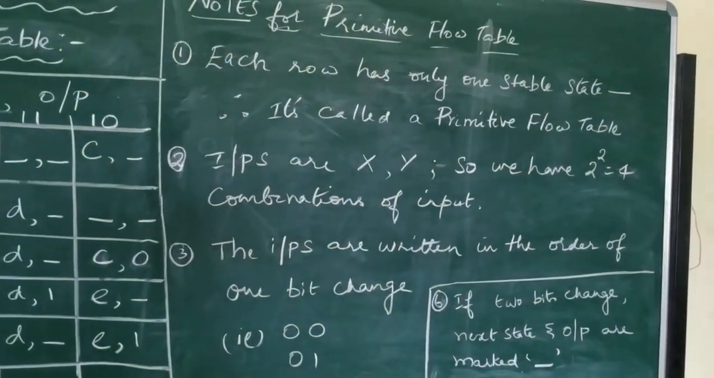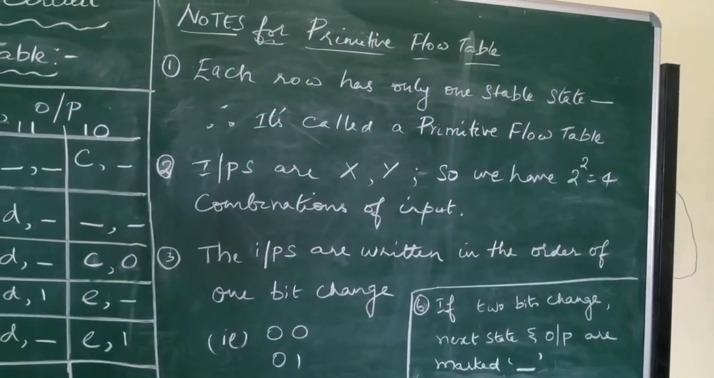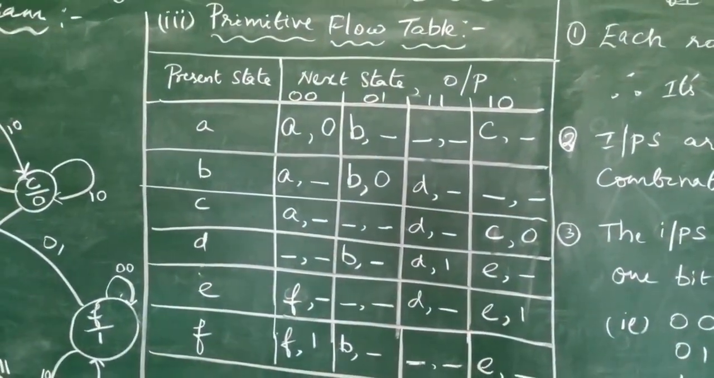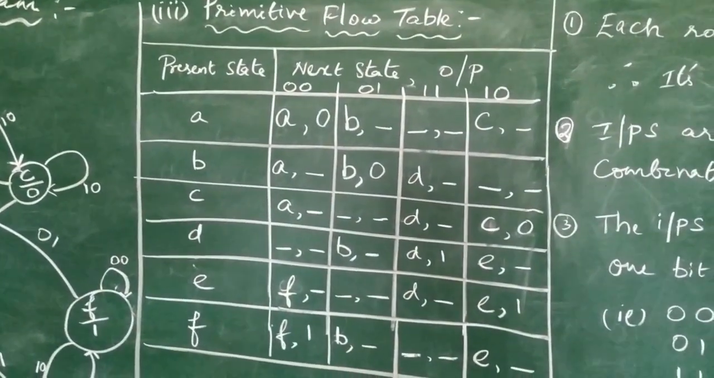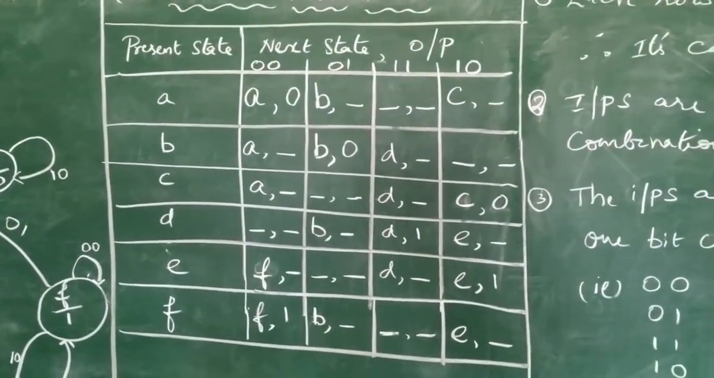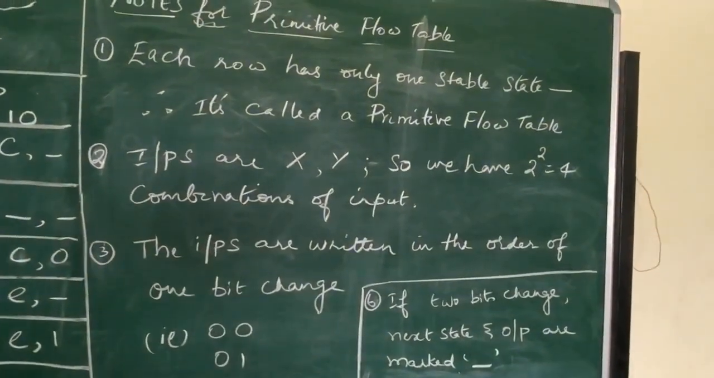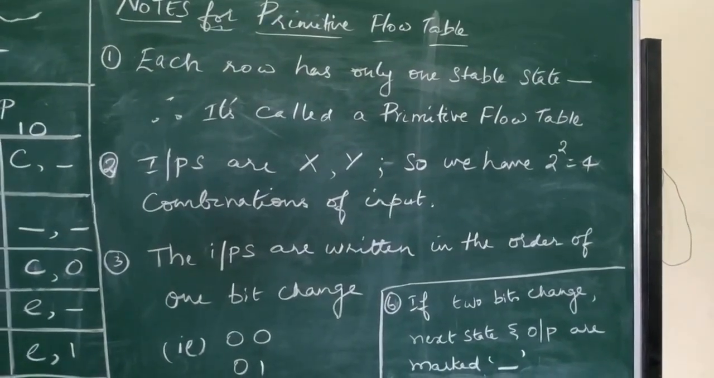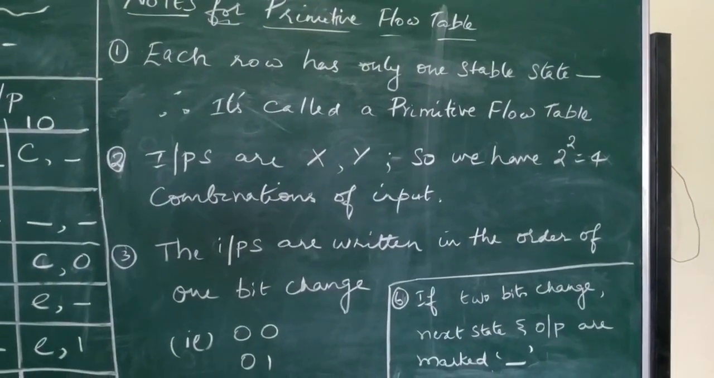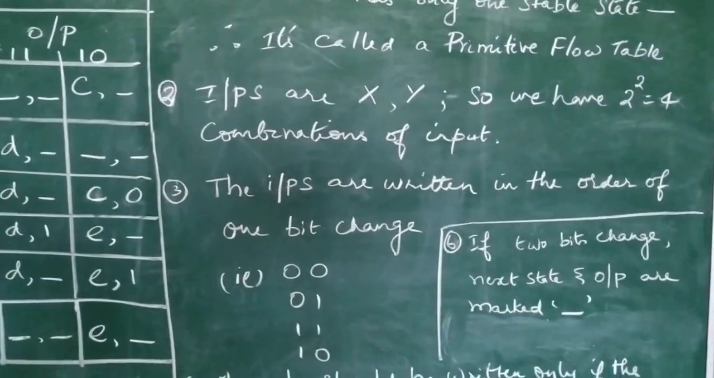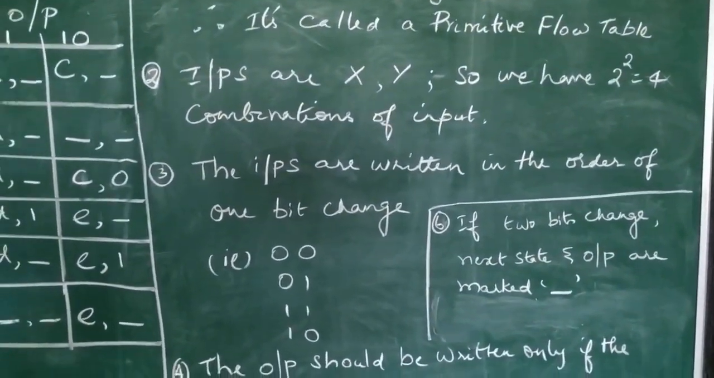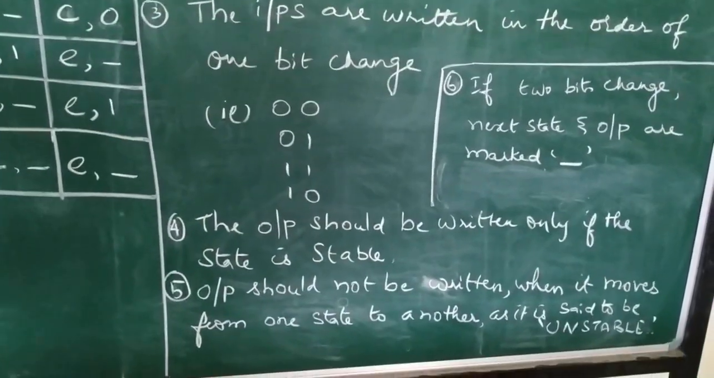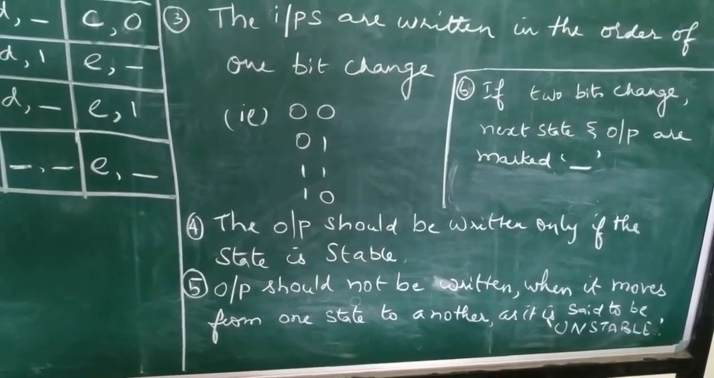Let me read it one more time for you. Each row has only one stable state. As I told you, in the first row, A is the stable state. Next for B is the stable state. It is a self loop, so you can find it out easily. So therefore it's called a primitive flow table. Next, the inputs are xy, so we have 2 power 2 is equal to 4 combinations of input. That also we know. Next, the inputs are written in the order of 1 bit change, 0, 0, 0, 1, 1, 1, 1, 0. And the fourth one, the output should be written only if the state is stable.